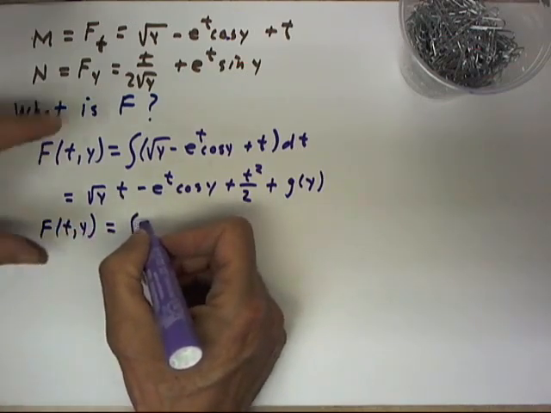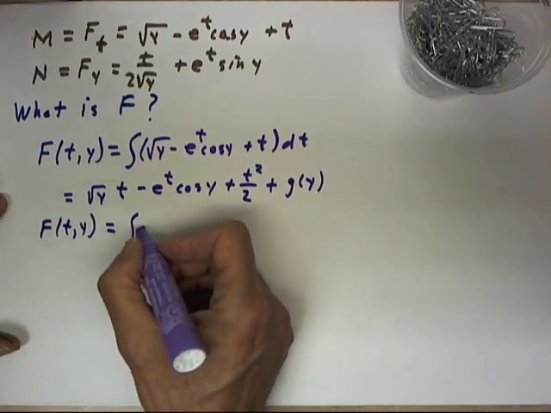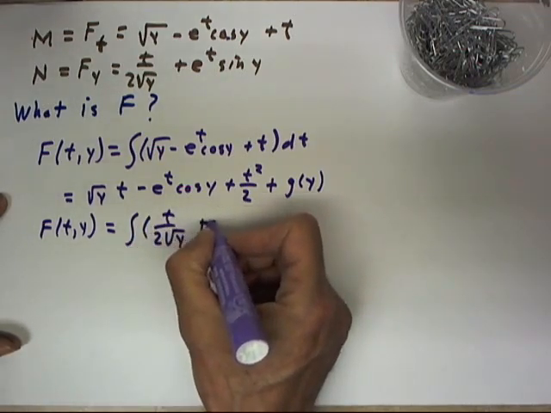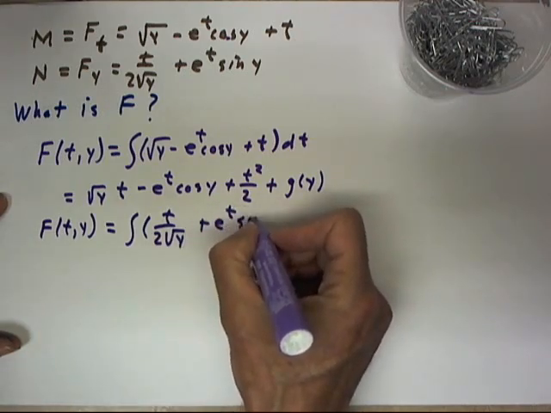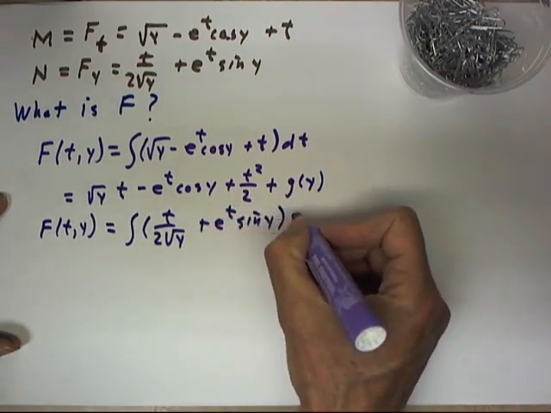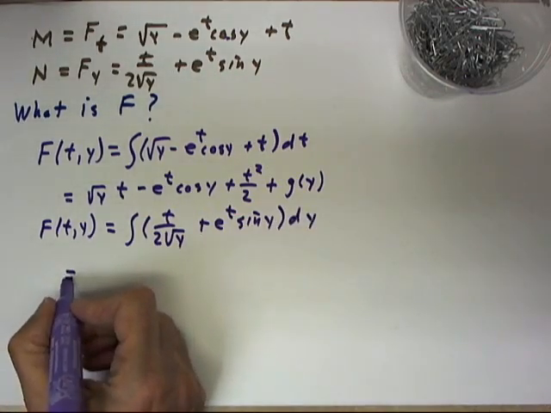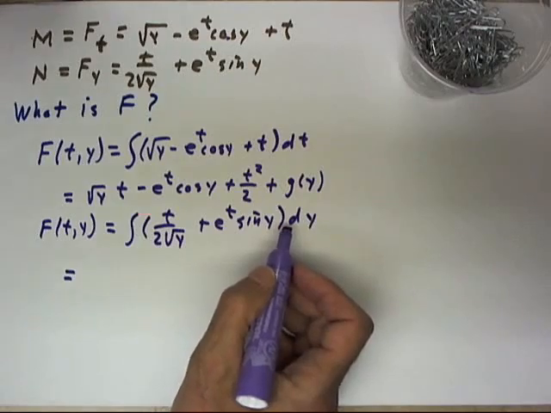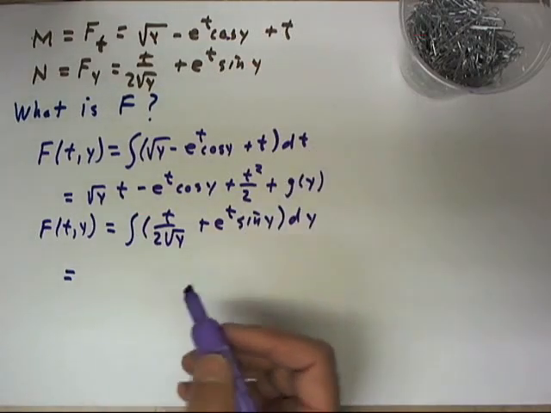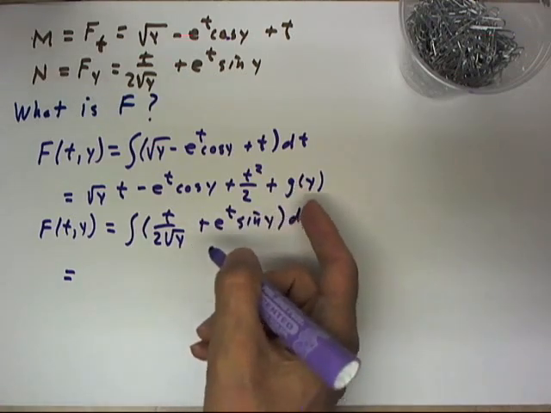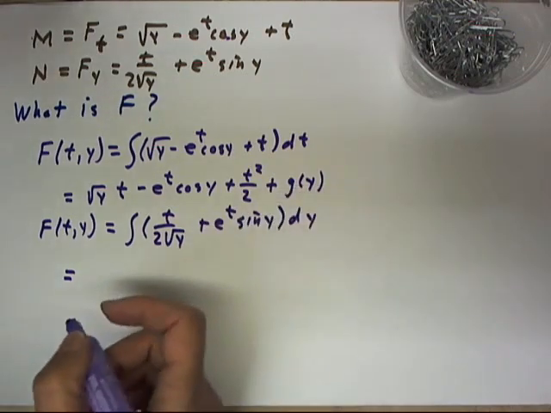Okay? And also, of course, f of t,y equals the integral of this function, which is t over 2 square root of y plus e to the t sine y, integrating with respect to y. Now, when we integrate with respect to y, we're going to find that any function of t is fair game as a constant. So rather than an integration constant, we're going to get some function of t, which we'll probably call h of t.